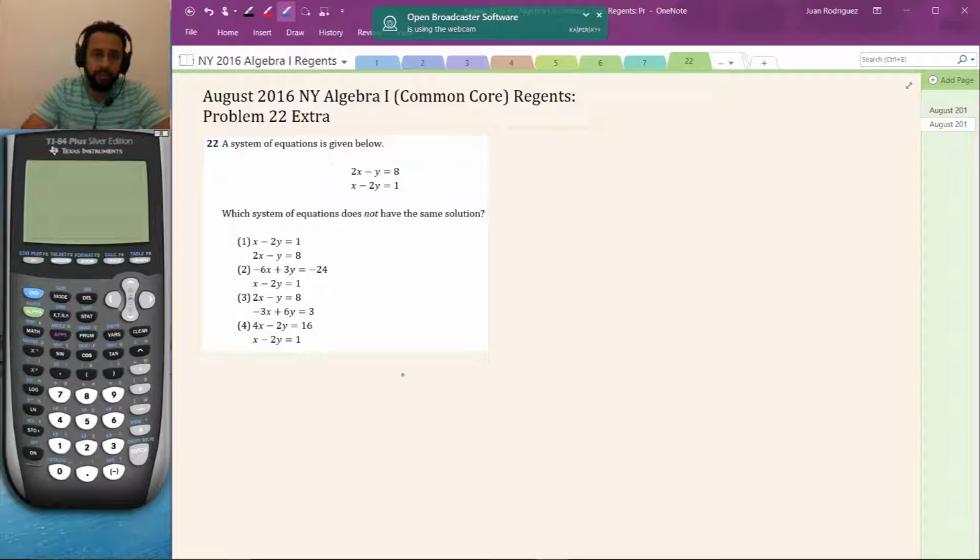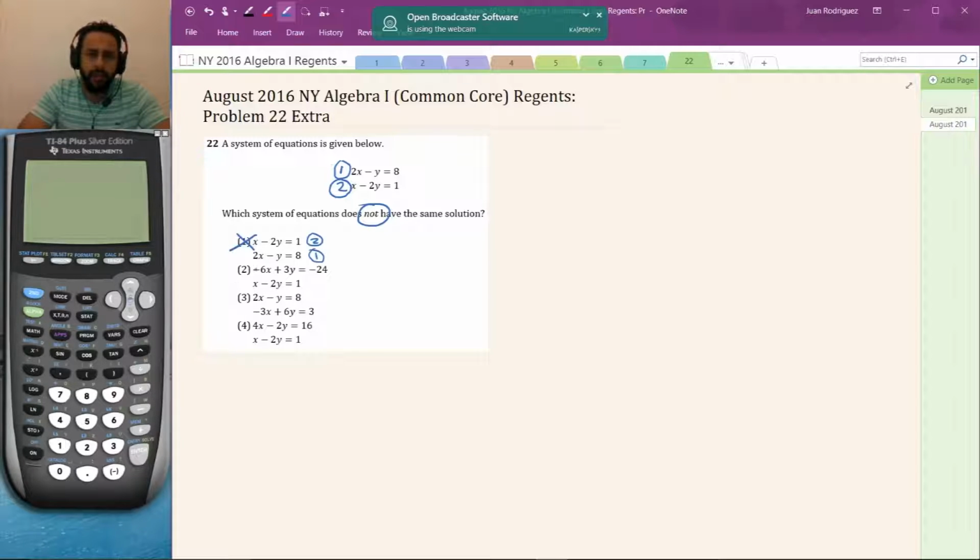So here's our solution. I recommend that you label these equations 1 and label these equations 2, and we are going to check this answer. So let's see, 2x minus y equals 8 and x minus 2y equals 1. This one, x minus 2y equals 1, is actually equation 2. And 2x minus y equals 8, that's equation 1. Same system. It's the same exact system. We're looking for one that does not have the same solution.